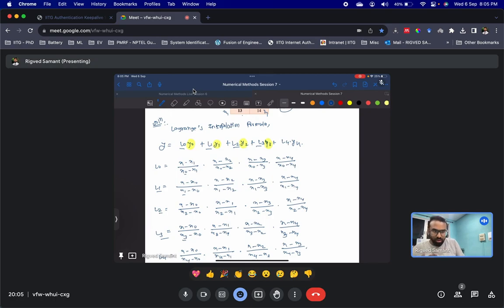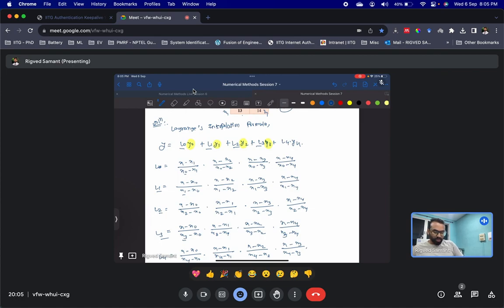The formula is easy to understand. We start with L0: in the numerator we have x minus x1, x minus x2, x minus x3, x minus x4. In the denominator, since we are calculating L0, we first have x0 minus x1, x0 minus x2, x0 minus x3, x0 minus x4.